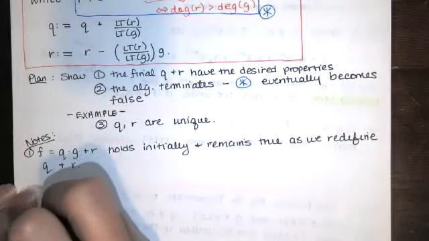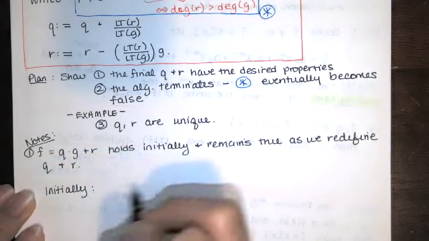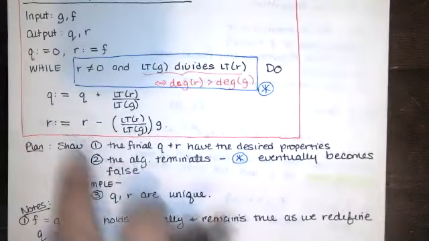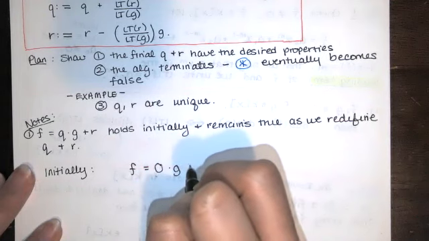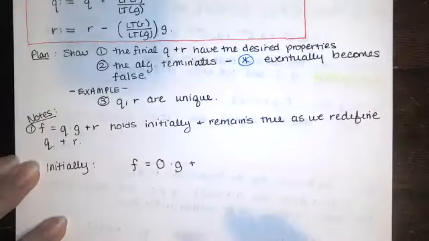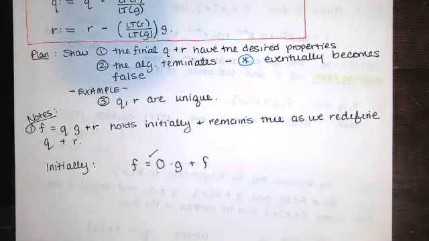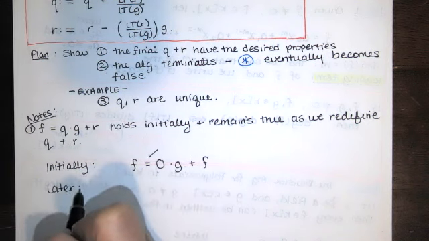So let's say at the very beginning, what do we have? Initially, we have F equals Q, which is initially defined to be 0, times G plus R, which is initially defined to be F. Okay, so of course, F is equal to F. Now, as we redefine Q and redefine R, this is what's going to happen.